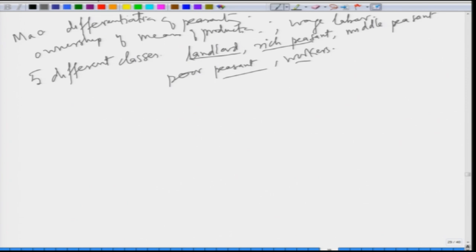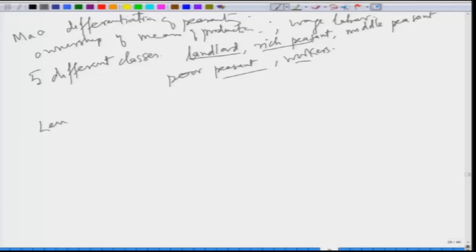So I think this sort of understanding gives us an impression that the peasantry should not be seen as a homogeneous category; rather, they are to be seen as differentiated masses. And this was a significant shift which took place with the ownership of means of production and wage labor according to Mao. So we have Lenin's contribution and Mao's contribution on the classes of the peasantry, and we see it not only in terms of the means of production, but also in terms of the question of exploitation, which is going to be significant.